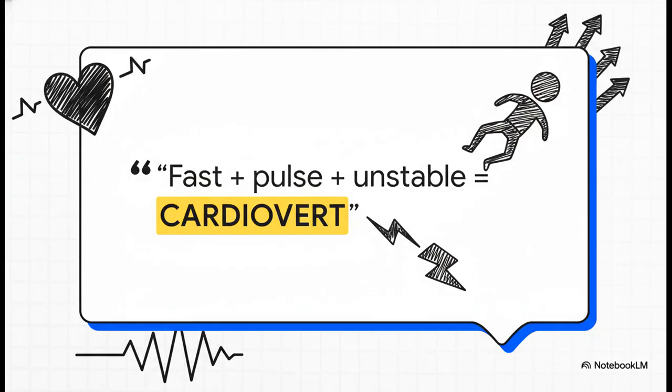Okay, let's start with the single most important rule. If you walk away with one thing from this whole review, please let it be this mantra: fast heart rate plus a pulse plus an unstable patient equals cardioversion. This little formula is your decision-making key. It will unlock the correct answer for pretty much any cardioversion question the NCLEX throws at you.